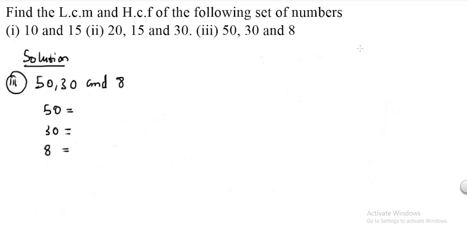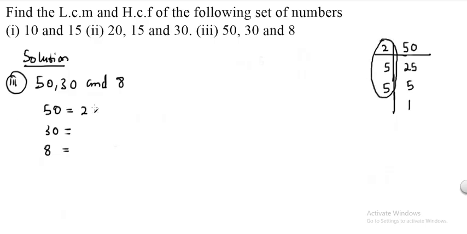Starting from 50, breaking it down, I have 50 here. And the smallest prime number that can go into this is 2. 50 divided by 2 is 25. Smallest prime number that can go into this is 5. So I have 5 here. Smallest prime number here is 5. Then I have 1 here. So I'll pick the numbers here so that this is 2 times 5 times 5. This is equal to 2 to the power of 1 times 5 to the power of 2.